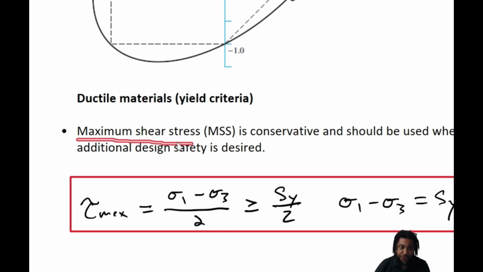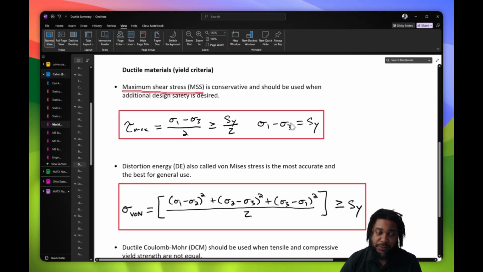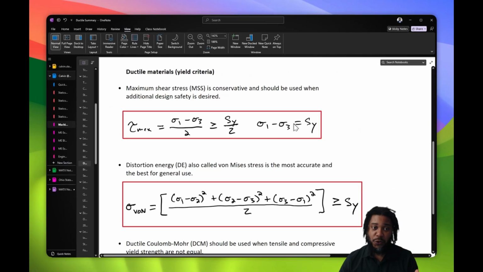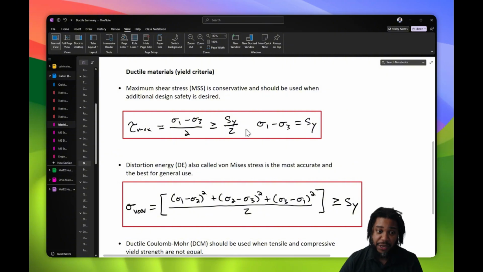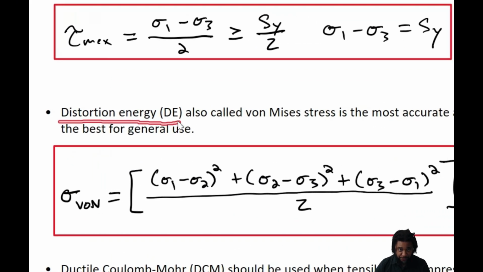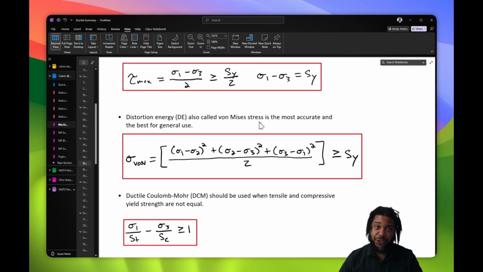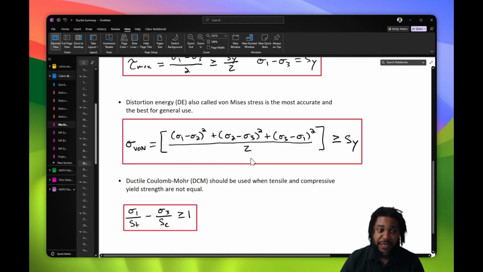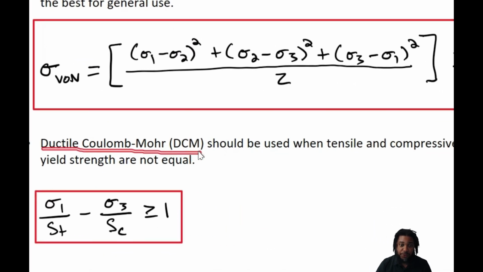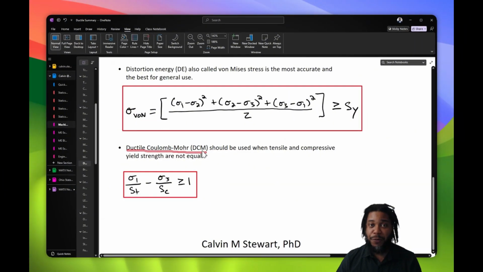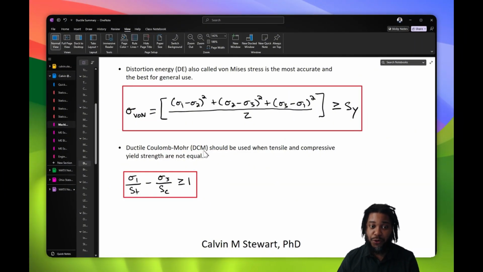There's the maximum shear stress theory, where if the maximum shear stress exceeds a certain threshold, then failure occurs. There's the distortion energy theory, also called von Mises stress, where if the distortion strain energy within a body exceeds a certain value, then yielding occurs. And then there's the Ductile Coulomb Mohr theory, where a series of experiments in tension, compression, and torsion are done in order to determine if yielding occurs.